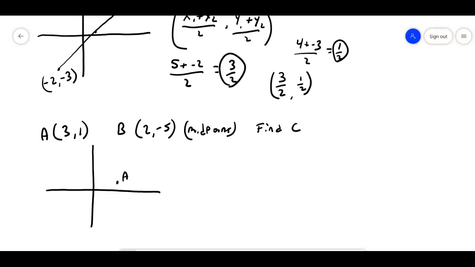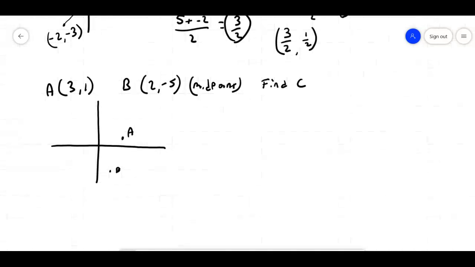Here's A, here's B, and that's the midpoint. And so the segment would have to go like this, and we're trying to find C. So we know one point, and we know the midpoint, and we're trying to find the other point. So basically, this point is unknown. This point is (3, 1). This point is (2, -5). And this point C is unknown.